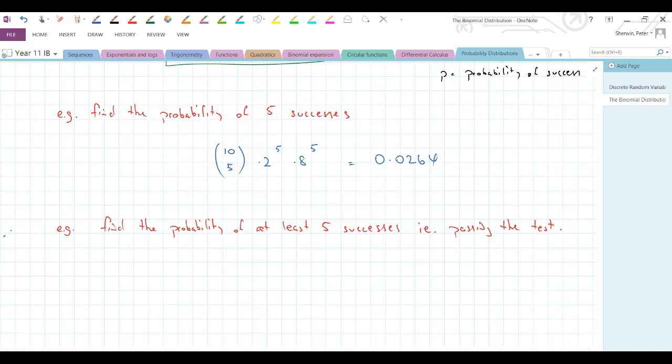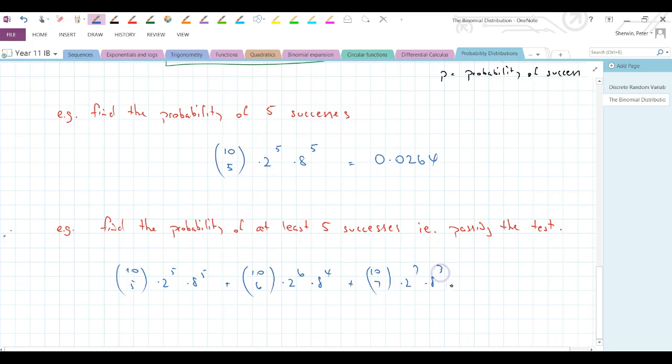Okay, so here we've got a classic calculator exercise, because if we're going to do this manually, we want the probability of at least 5 successes. So we're going to take this, we're going to have 5 successes, and then we're going to add 6 successes. So it's going to be 10 choose 5, 0.2 to the power of 5, 0.8 to the power of 5, plus 6 successes, 10 choose 6, 0.2 to the power of 6, 0.8 to the power of 4, plus 10 choose 7. Right, you get where I'm going with this. 0.2 to the power of 7, 0.8 to the power of 3, all the way through to plus 10 choose 10, 0.2 to the power of 10 by 0.8 to the power of 0. I can leave that off.